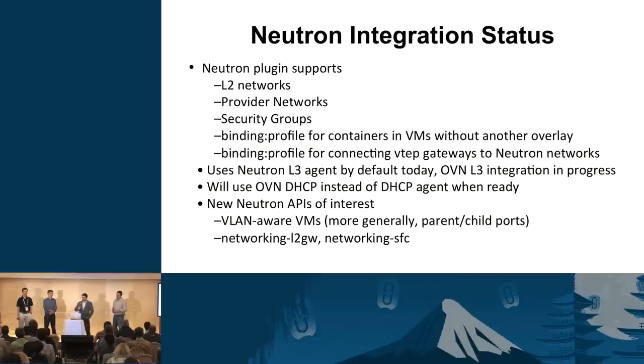The other thing is the VTEP gateways that Justin was talking about. There's not really a Neutron API to do that, but we're using a special binding profile there for connecting an existing Neutron network to a VTEP gateway. So it's exposed, but not by an official Neutron API yet. It's exposed, but through an OVN specific API effectively.